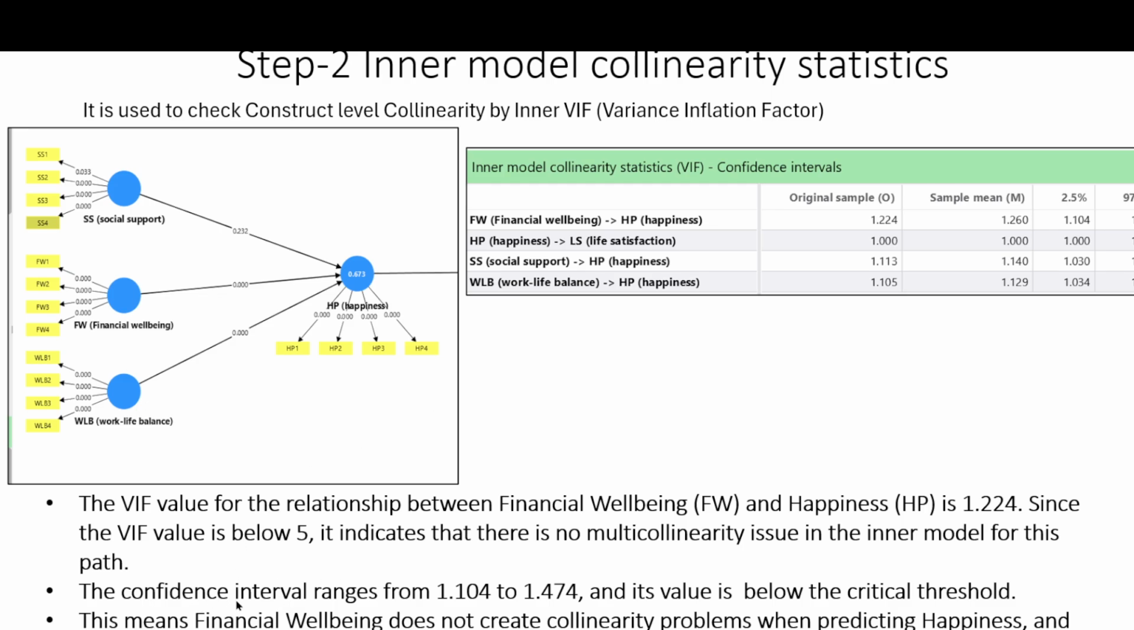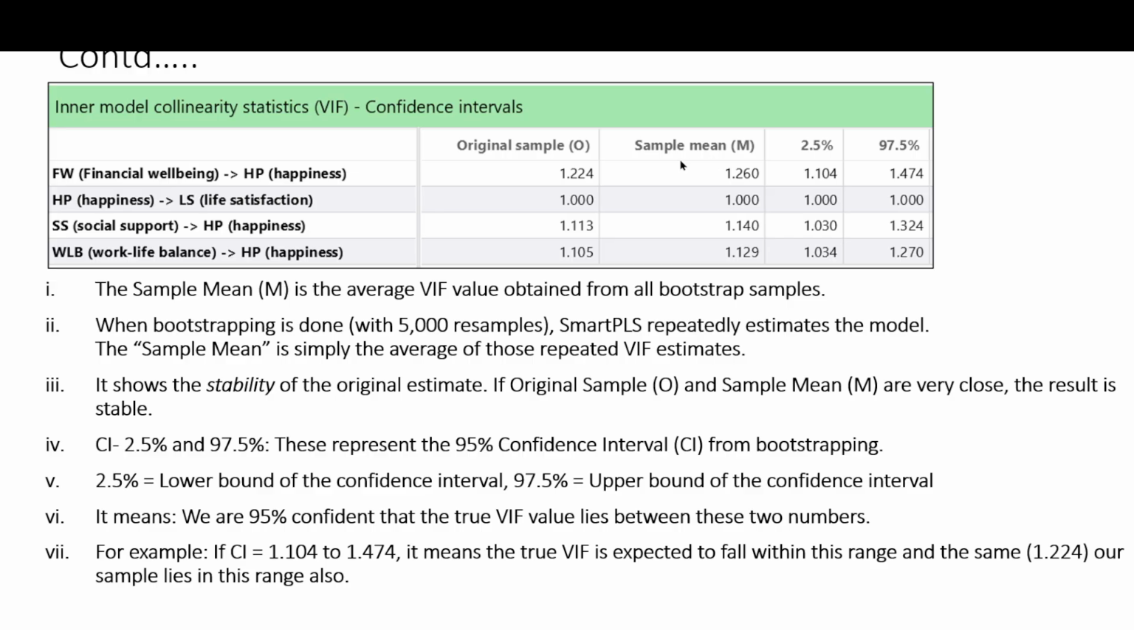Now, the next one is the confidence interval, which ranges from 1.104 to 1.474 for this pair, and its value is below the critical threshold. This means that financial well-being does not create a collinearity problem when predicting happiness, and the structural model is statistically acceptable for this relationship. So in this table, first we have to observe the original sample, which represents the sample VIF, and then the confidence interval with the range of 2.5% to 97.5%.